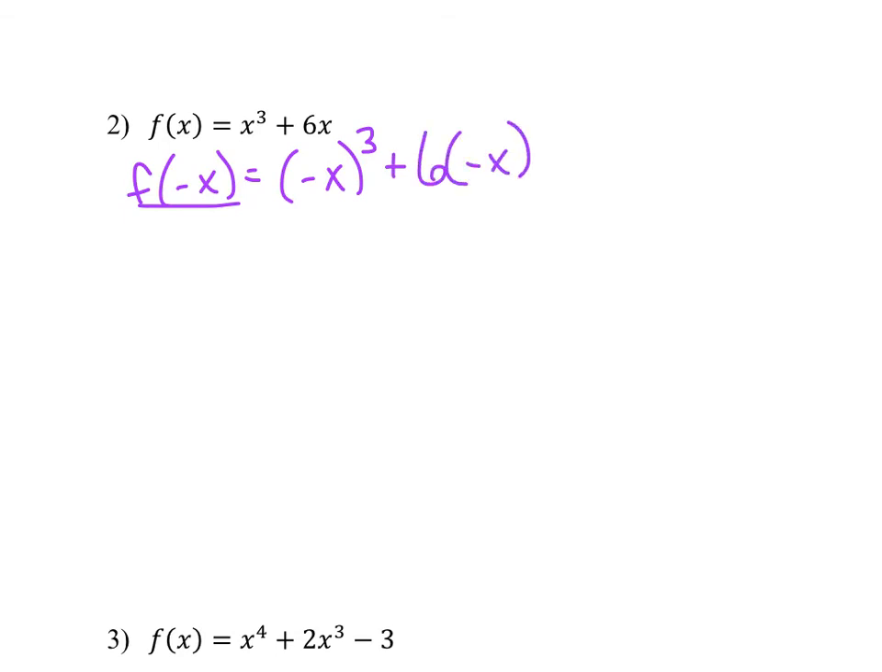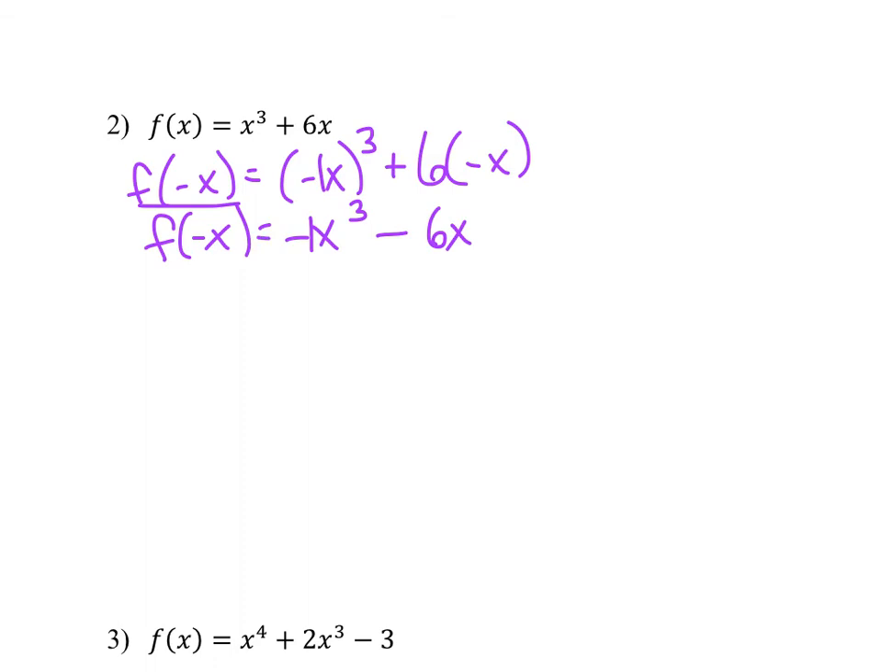Okay, do the math. So negative x to the third power is going to be negative x to the third power without the parentheses. Because if you think of this as a -1 times -1 times -1 is -1. So we're putting that exponent in there to see what it is. And 6 times negative x is negative 6x. So right now, this is what is f of negative x.